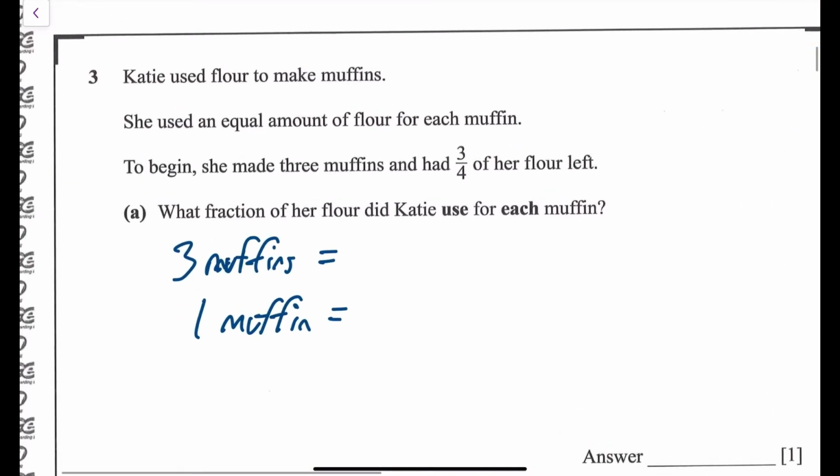Next question, and this was a tricky wee question, it says, Katie uses flour to make muffins. She uses an equal amount of flour for each muffin. To begin, she made 3 muffins and had 3/4 of her flour left. So 3 muffins, that means it must take up 1/4 of the flour. That means 1 muffin, if we divide that by 3, is just 1/12 of the flour.